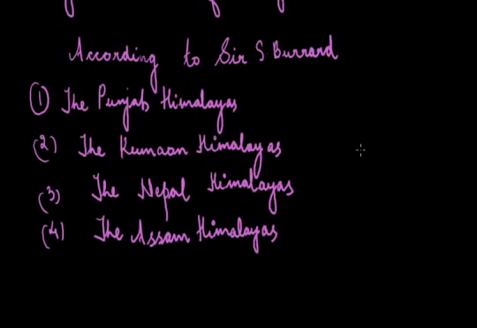And the fourth one is the Assam Himalayas. It extends for a distance of 720 kilometers between the Tista and the Dihang, which is also known as the Sanko Brahmaputra. So now we have the main points or the rivers between which these four Himalayan sections are present.